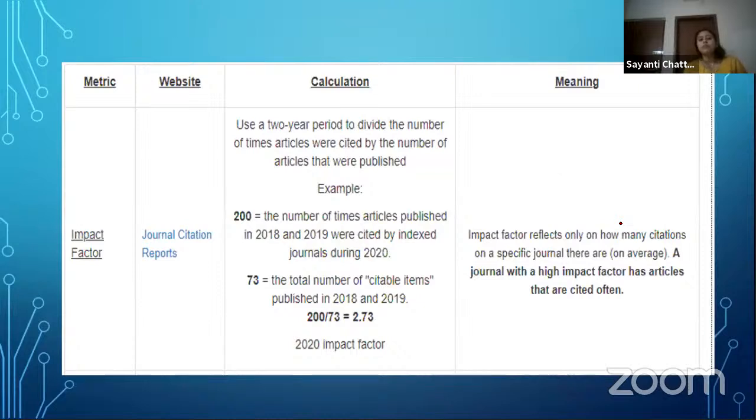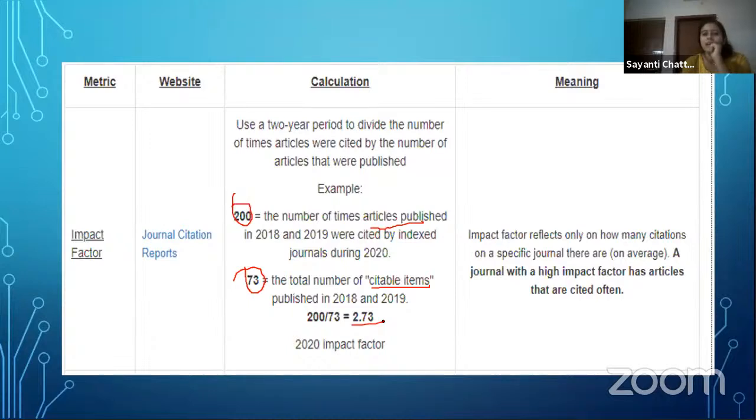So already we have talked about the impact factor. Impact factor uses a 2-year period of time. How to calculate: the number of times the articles published in 2 years were cited, divided by the number of citable items. Say in one journal, if 200 papers are published and 70 citations in 2 years, we will check for the last 2 years, and 73 is the citable. So what is the impact factor? The impact factor of the journal is 2.73.